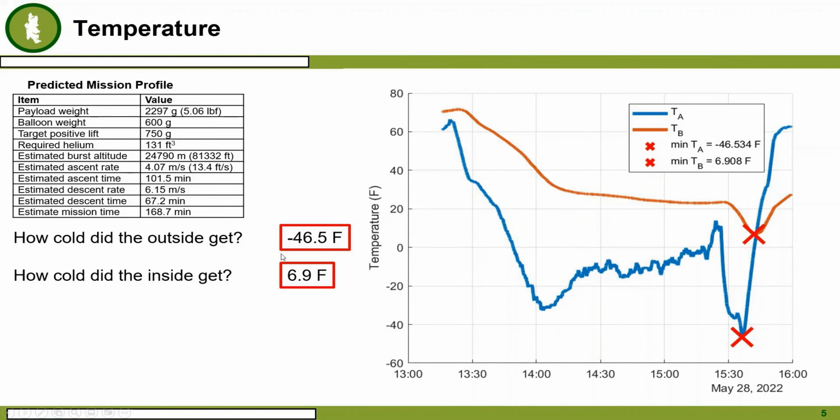Let's go on and talk about temperature. Remember, we had temperature probes on board, and at a high level, here's what ended up happening. The outside temperature, which you can see is this blue curve, got down to really cold. Look at this, minus 46 degrees Fahrenheit. The inside of the box, though, stayed quite toasty relative to the outside. It stayed about 40 degrees warmer, and it only got down to 7 degrees Fahrenheit, which still is pretty darn cold. Again, we'll take a closer look at these temperature profiles in a second.